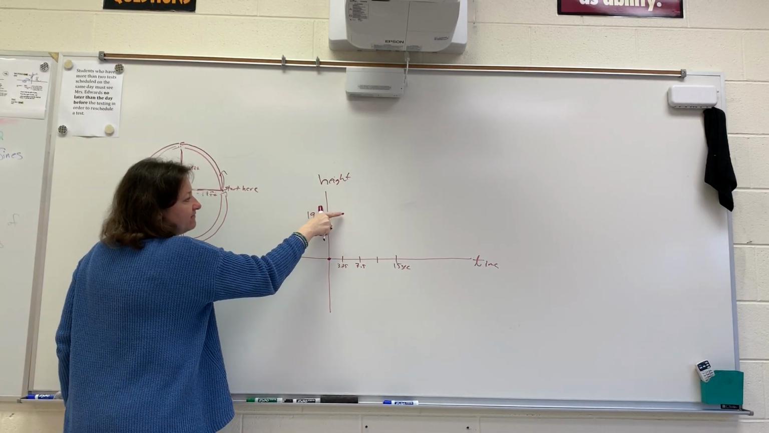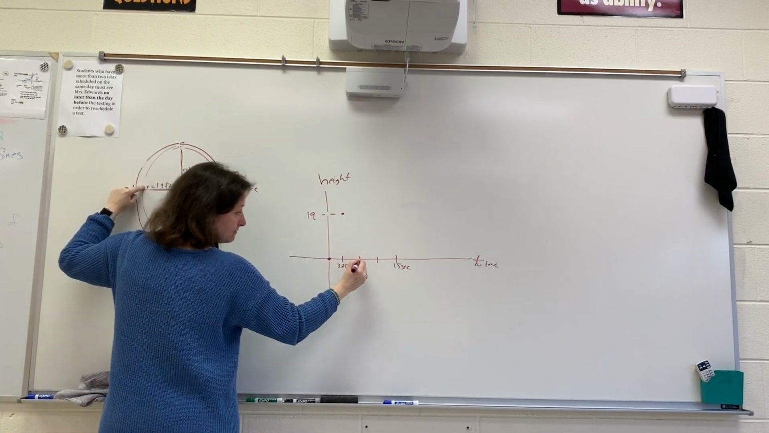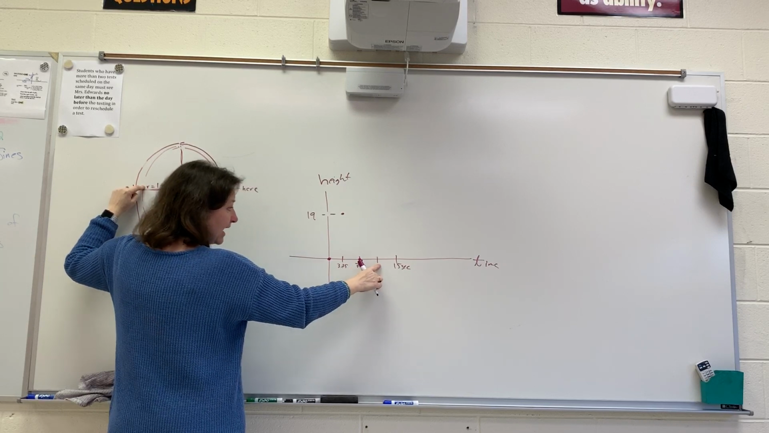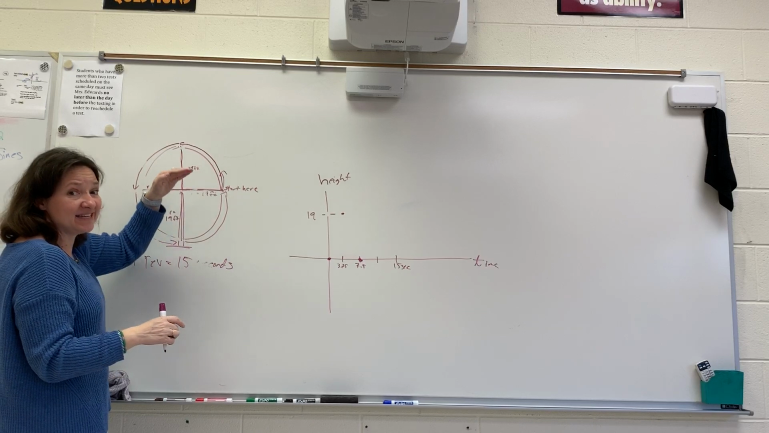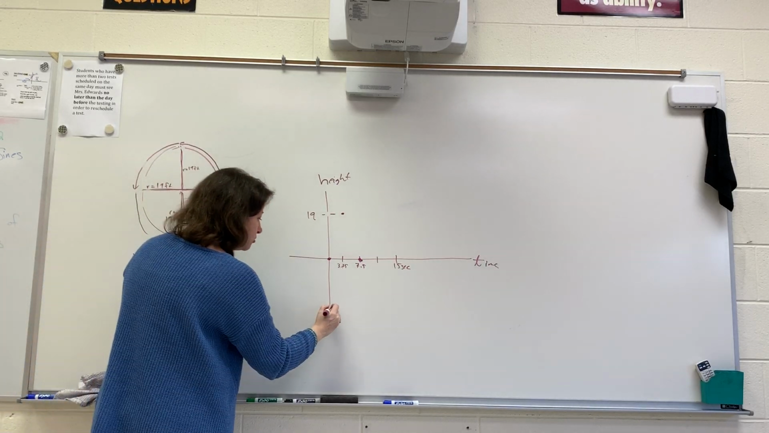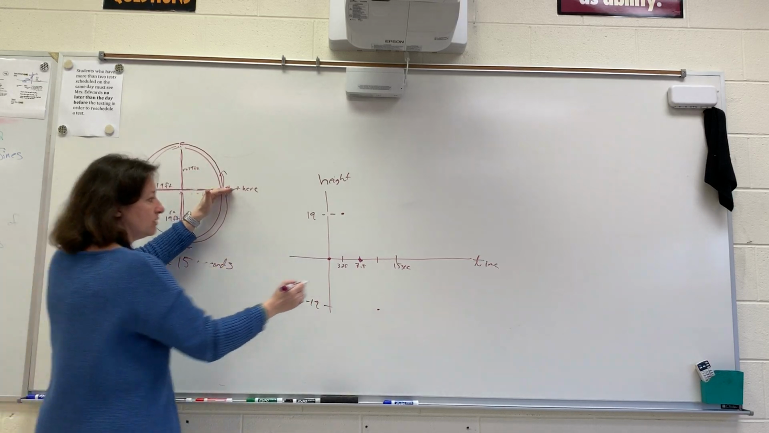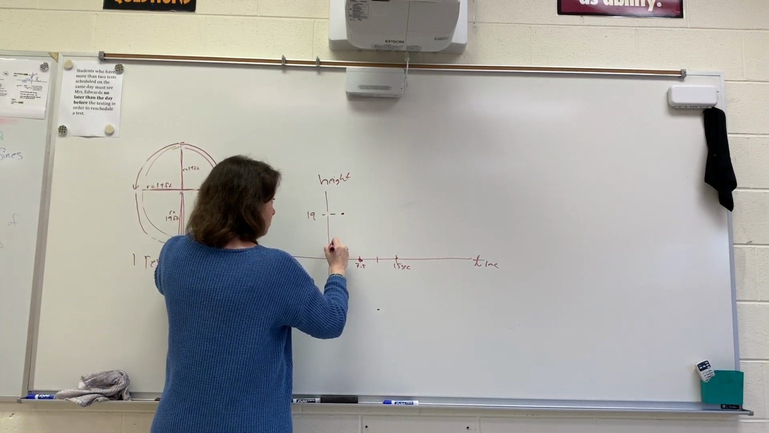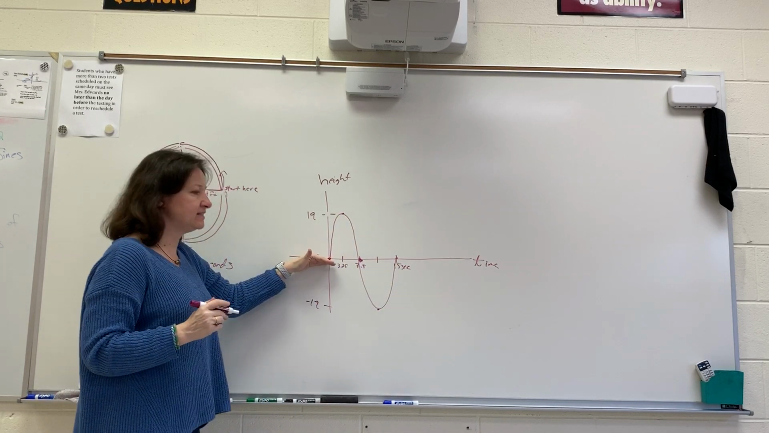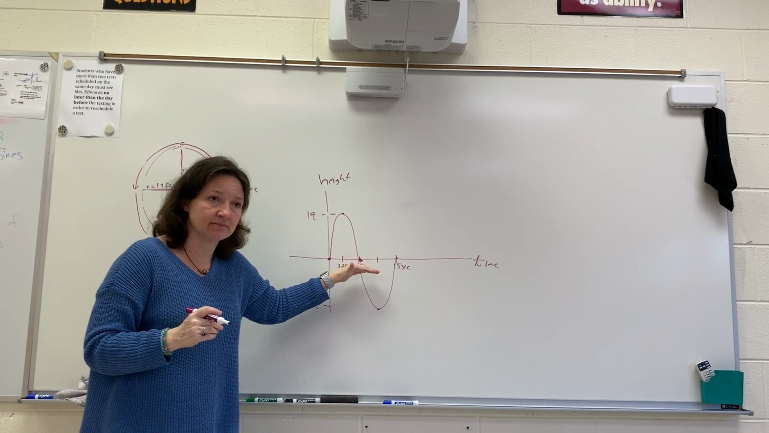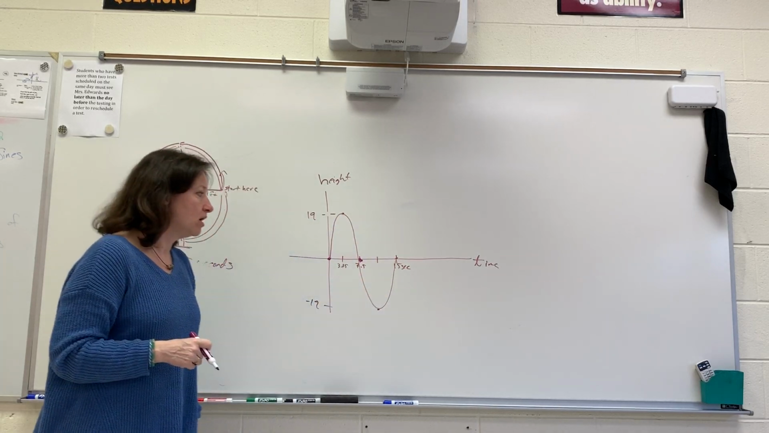So my starting point is 0. I'm now 19 feet above my starting point. Then at 7.5, where am I? Back to my starting point. At the next point, where am I? I'm 19 feet below my starting point. And then I come back to my starting point, which is 0. So I end up with what looks a lot like my sine and my cosine curve. I started at 0, went up 19 feet, came back to my starting point, went down 19 feet, came back to my starting point, 0.